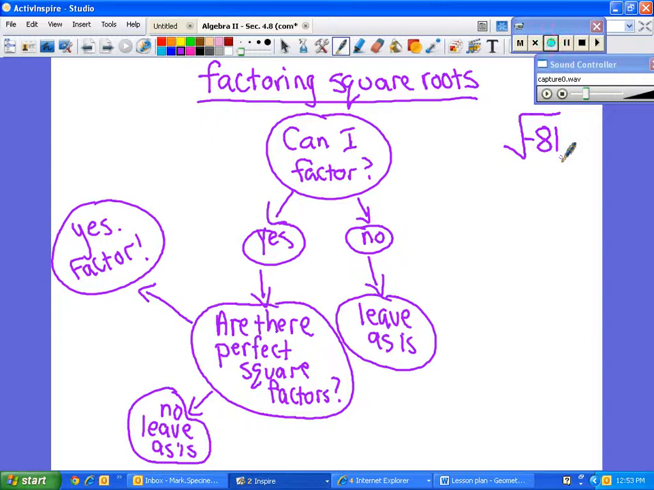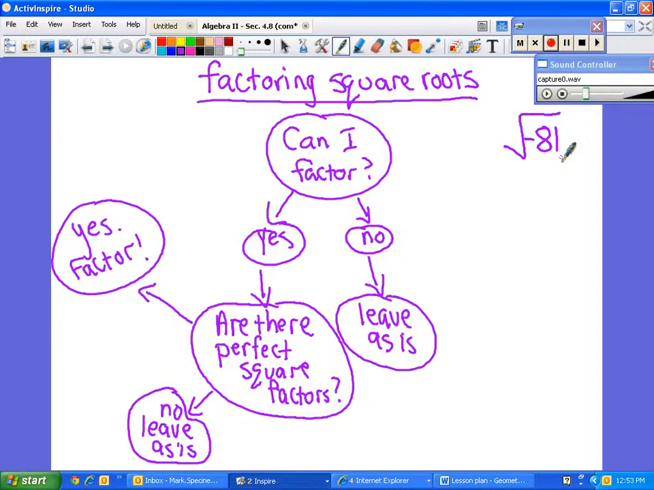What you want to do is I created this nice schematic diagram that will help you decide whether and how to factor a negative square root. The first thing you want to ask yourself is, can you factor it? Yesterday, for example, we did the square root of negative 7. Well, negative 7 is a prime number. I can't factor it. So if I can't factor it, I'm going to leave it as is.